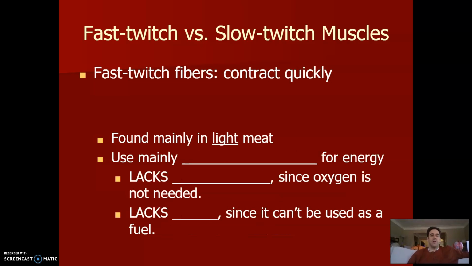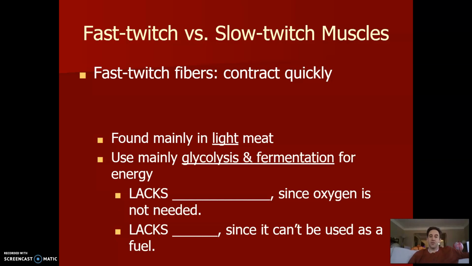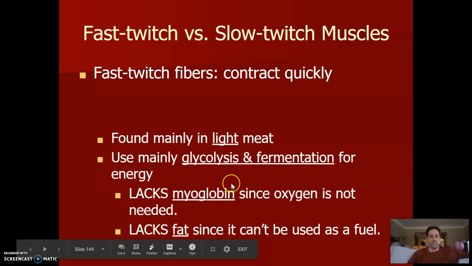Fast twitch fibers, on the other hand, contract quickly. They're found in light meat. And again, since they're quicker, they use mainly glycolysis and fermentation for energy. And glycolysis and fermentation, is it aerobic or anaerobic? Hopefully you said anaerobic. And since it's anaerobic, it can't use oxygen. So as a result, it lacks myoglobin because oxygen is not needed. And since there's no myoglobin, it doesn't have that reddish color, and that's why it's lighter. And it also lacks fat, since fat can't be used as a fuel, which is why light meat tends to be drier and not as tasty, in my, again, correct opinion.